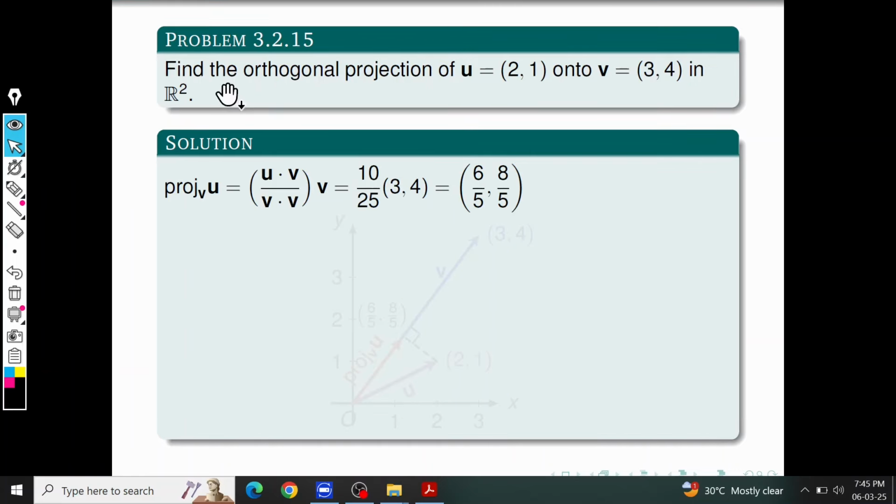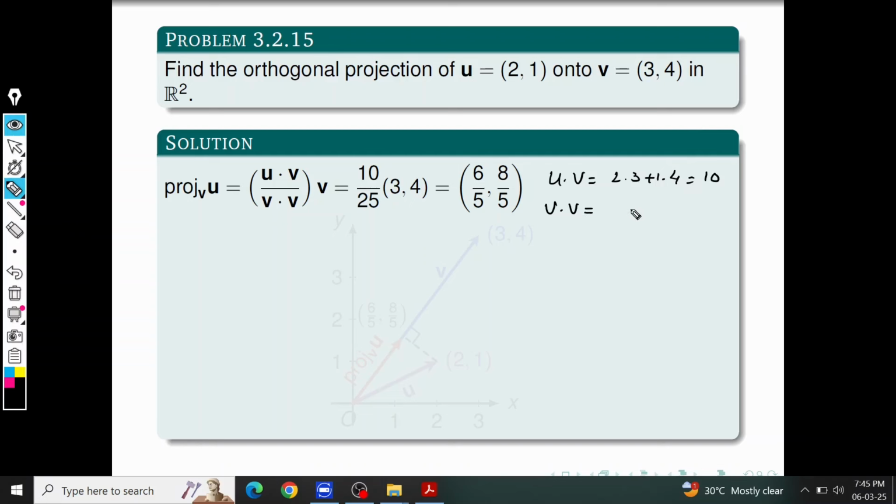Now let us have some problems. Find the orthogonal projection of u equal to (2, 1) onto the vector v equal to (3, 4) in R2. So the formula is u dot v by v dot v times vector v. In R2 we are considering the Euclidean inner product. So you have u dot v, that is 2 into 3 plus 1 into 4, that is equal to 10.